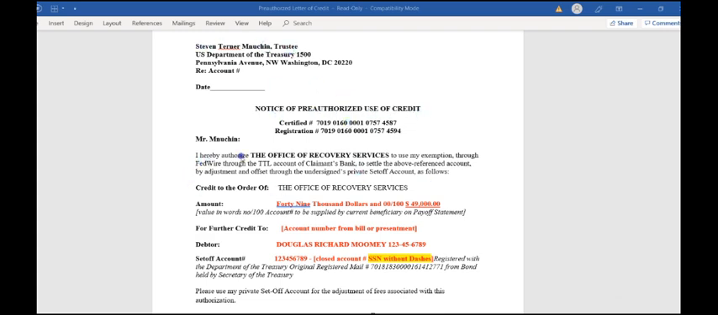So I'm going to authorize ORS to use my exemption through Fedwire and the TTL, remember that? That's the Treasury Tax and Loans account of the claimant's bank. I don't care who they bank through, but it's the claimant's bank, to settle the above referenced account by adjustment and set off through the undersigned's private set-off account as follows.